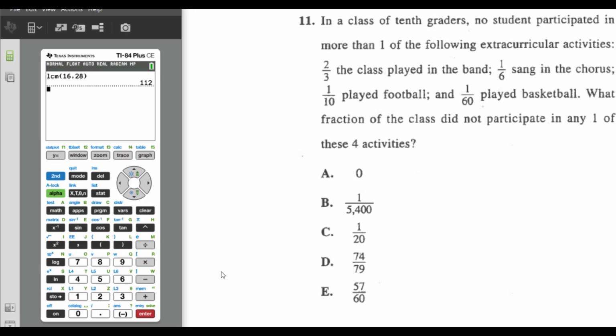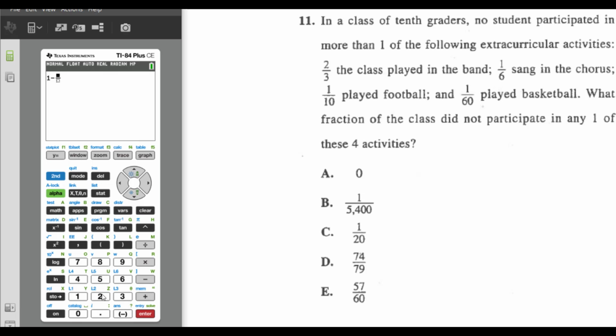So this one I'm going to use the calculator for. And he does not participate in more than one extracurricular activity, he or she rather. And so I'm going to subtract, or take 1 minus each of these fractions here. So 1 minus 2/3. One way to get the fraction is alpha y equals, which has the fraction template in number 1.